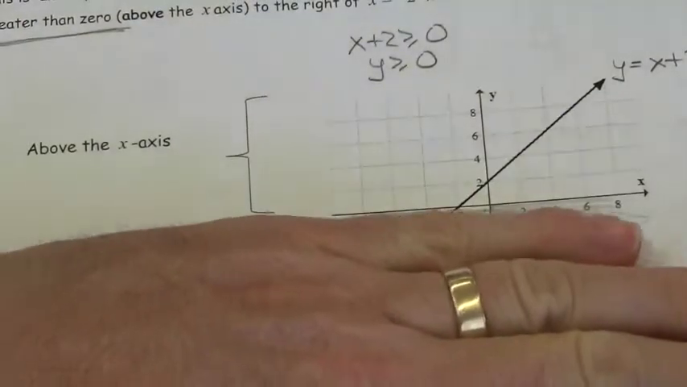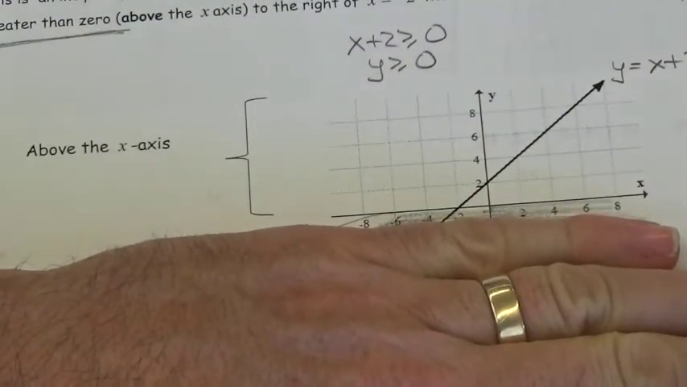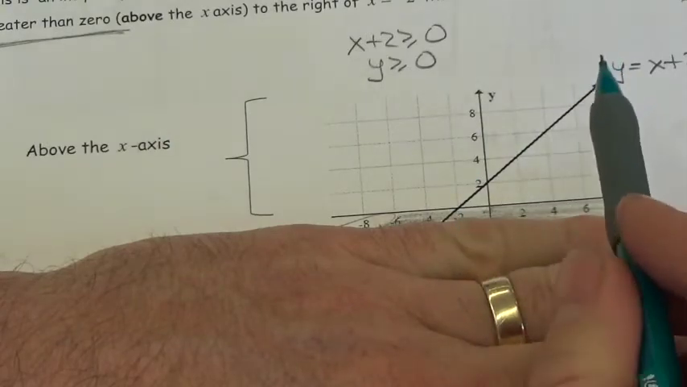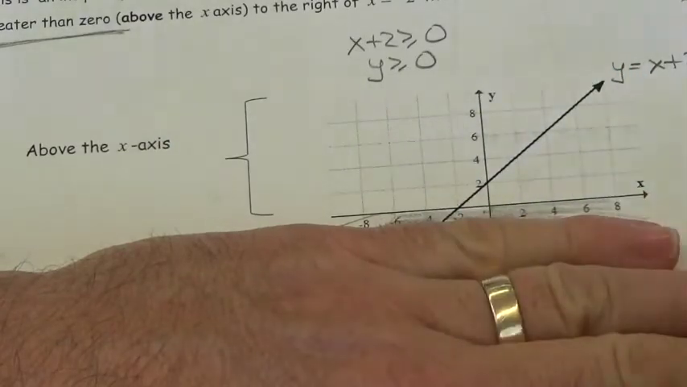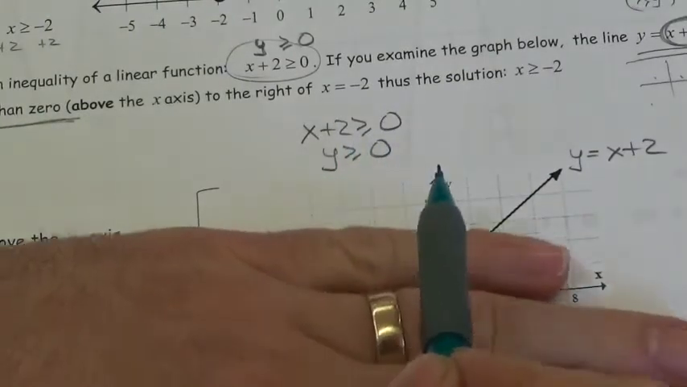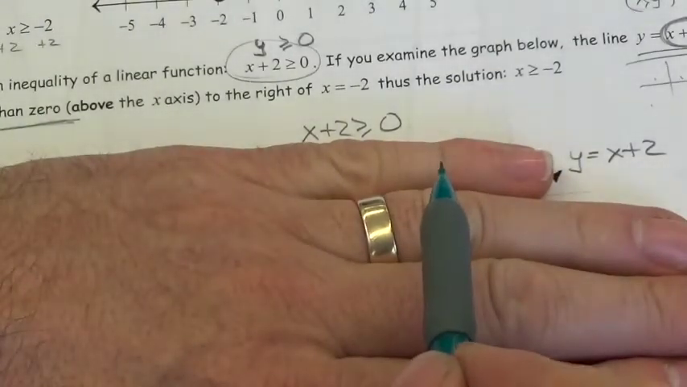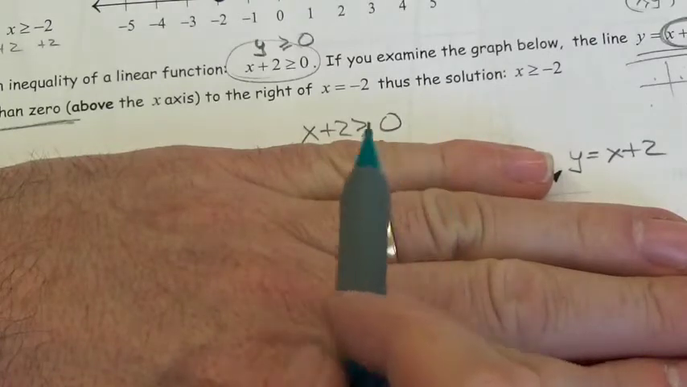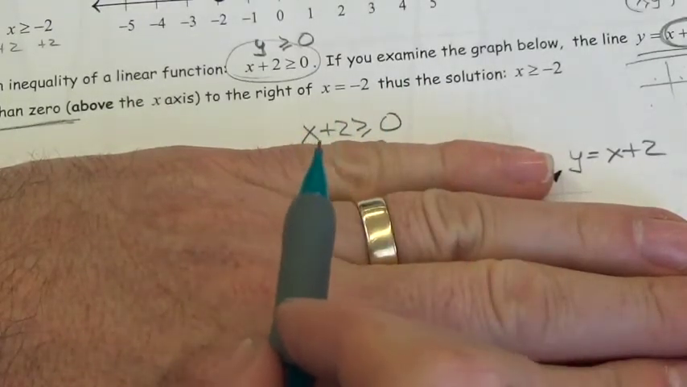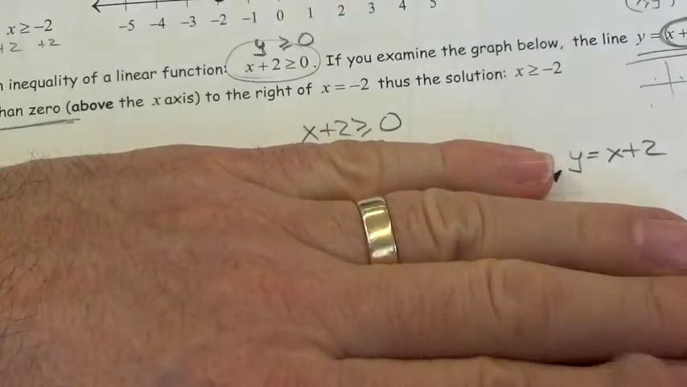Now, look at what I'm left over with. This is where the y coordinates are positive, or greater than or equal to 0. Now, bear in mind though, this was not how the question was asked. It was asked like this. So when I ask you, where is x plus 2 greater than or equal to 0? I have to answer in terms of x.